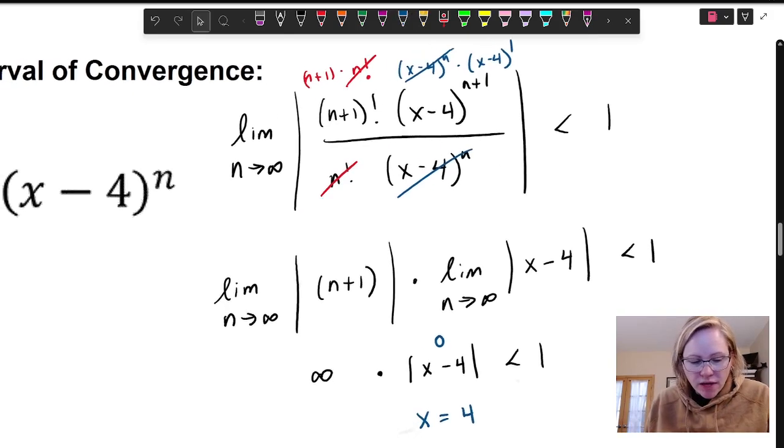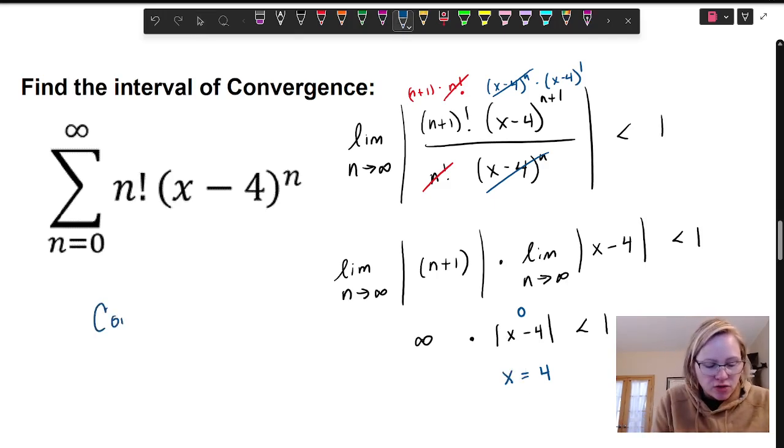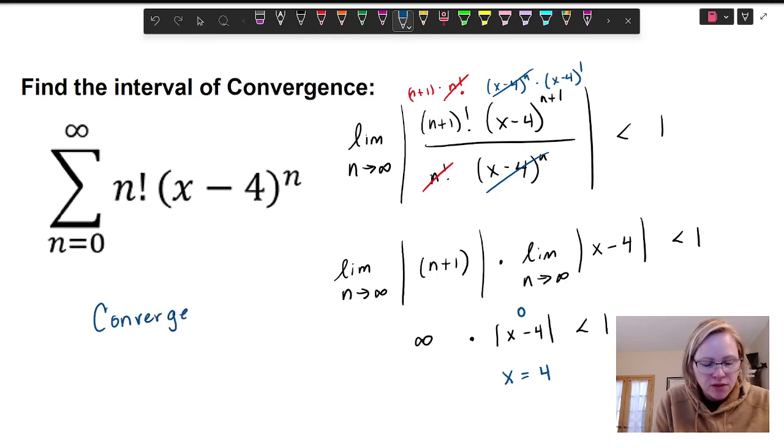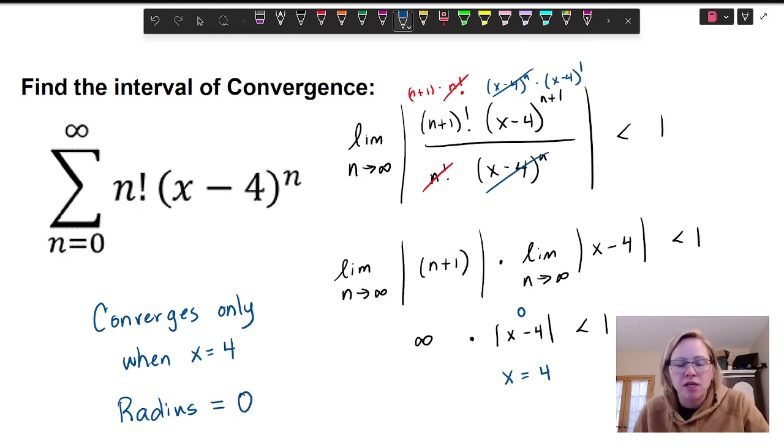And so what we have here is a situation where this series will only converge for one value. So it converges only when x equals 4. There's no interval, it's just a single point. And when x is 4, the series converges to 0. And so when we talk about what our radius of convergence is, if we converge at a single point, our radius of convergence will be 0.